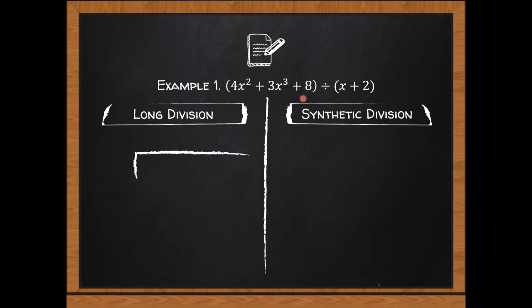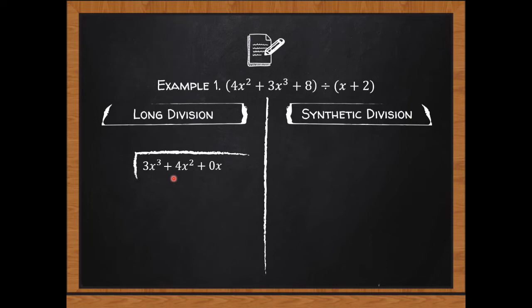So how is that? Take a look at our dividend: 4x squared plus 3x cubed plus 8. Is this in standard form? No, not yet. So kailangan muna natin siyang gawing standard form. For our first term, ang isusulat natin is 3x cubed. For our second term, it will be 4x squared. And for our third term, it's plus 0x.